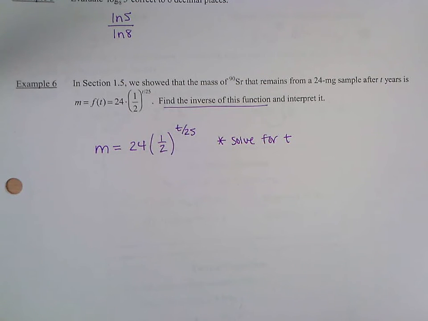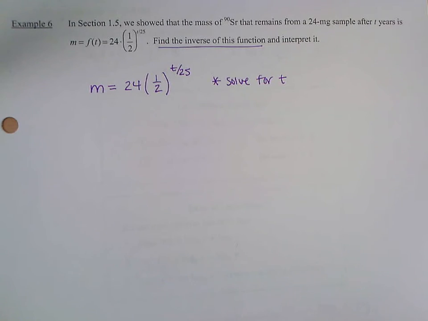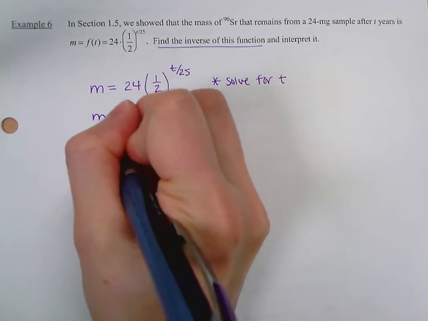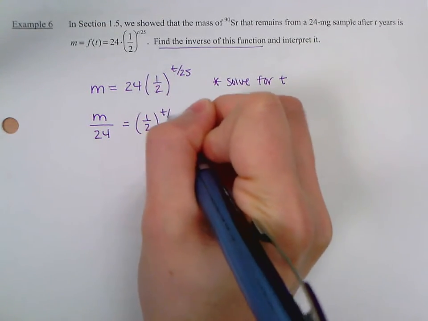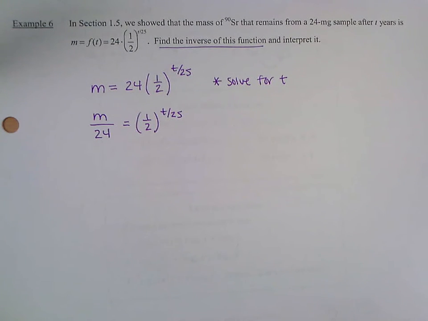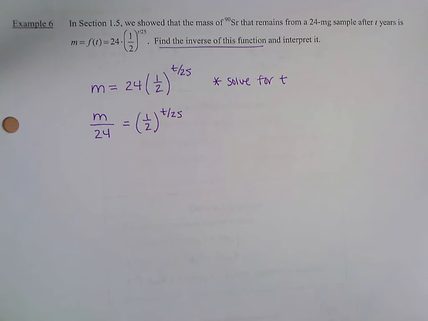Okay, what do I have to do to this equation first to solve for t? T is in the exponent. I'd have to divide by 24. So m divided by 24 would equal 1/2 to the t over 25. How do I get t out of the exponent? No. You could write it, yeah, that would be an equivalent form, like this would be the 25th root of 1/2 to the power of t. That would be an equivalent form.